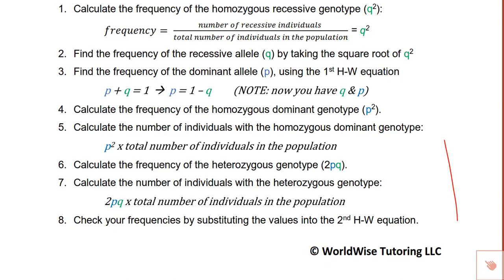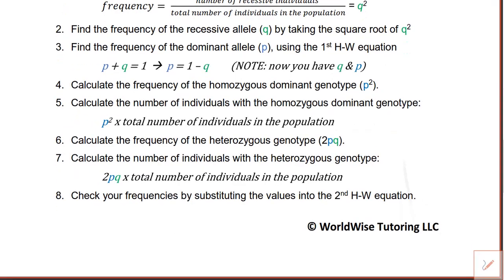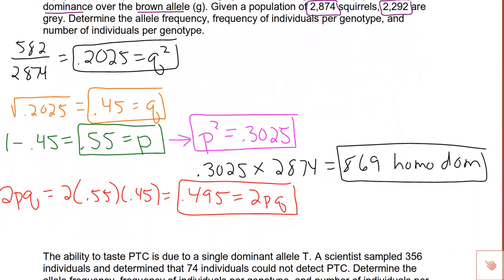Now, for the following step, very similar to step 5, to calculate the number of heterozygous individuals, we take that 2PQ value and multiply it by the total number of individuals in the population. So I'm going to take this 0.495 and multiply that by the total number of individuals, and that's going to give me 1423 that are heterozygous.